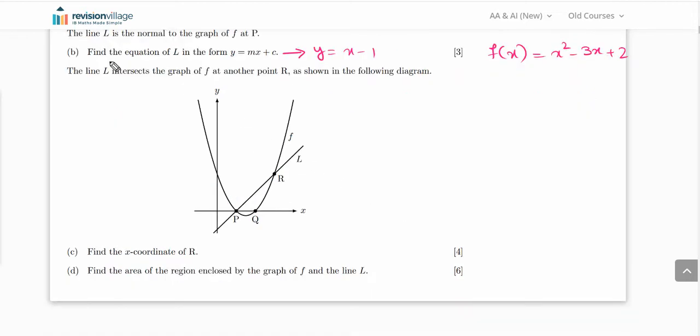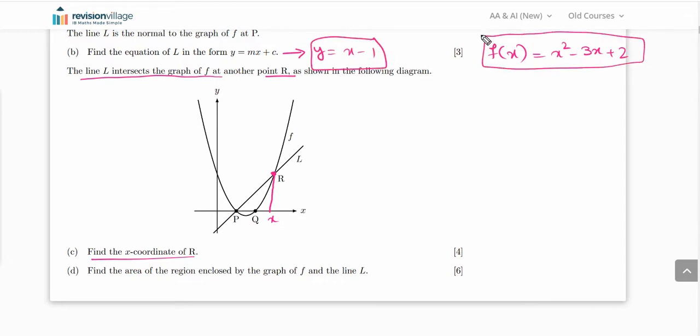Alright, so now it says the line L intersects the graph of f at another point R, as shown in the following diagram. Find the x coordinate of R. So this is point R, and we have to work out the x coordinate of R. So it's simple. This is the equation for line L, and this is the equation for our function. So we'll equate them together and work out the x coordinate of R.